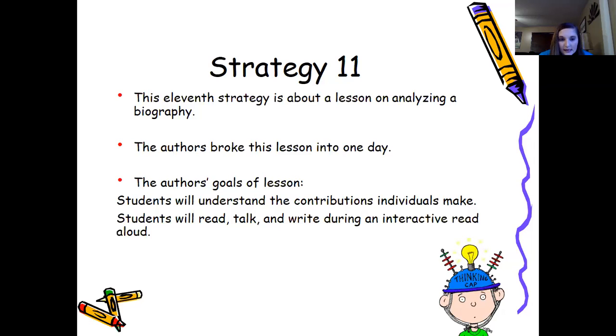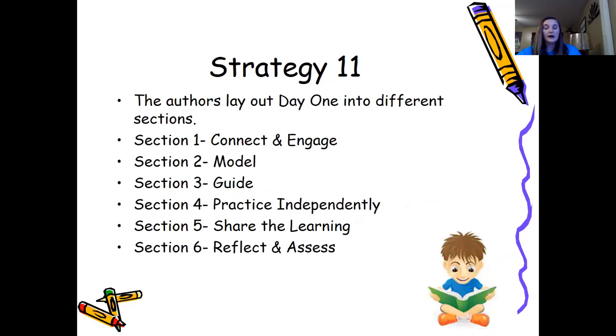This is a one-day lesson, and the goals are that students will understand the contributions individuals make, so whoever they're reading about, and students will read, talk, and write during an interactive read aloud. So let's lay this out. Again, it's set up the same way as all the other lessons, but I'll show you. It includes the text matters, the resources and materials, the why and what, the how to, and the assessment, which is that students will be able to surface big ideas while reading, listening, and talking.